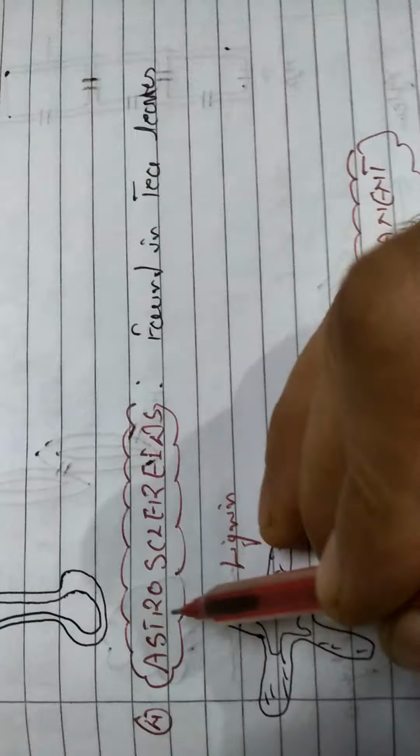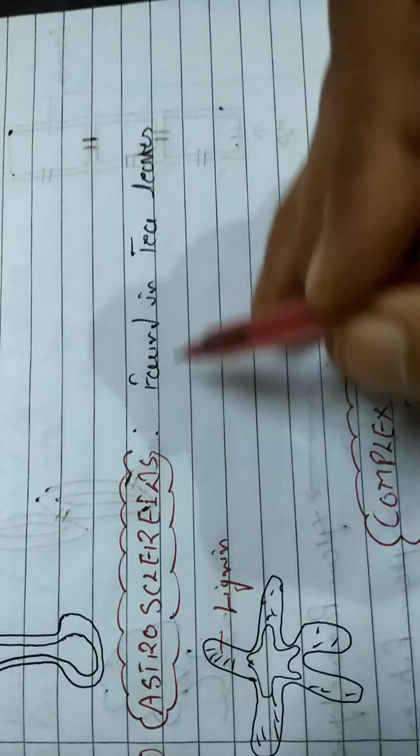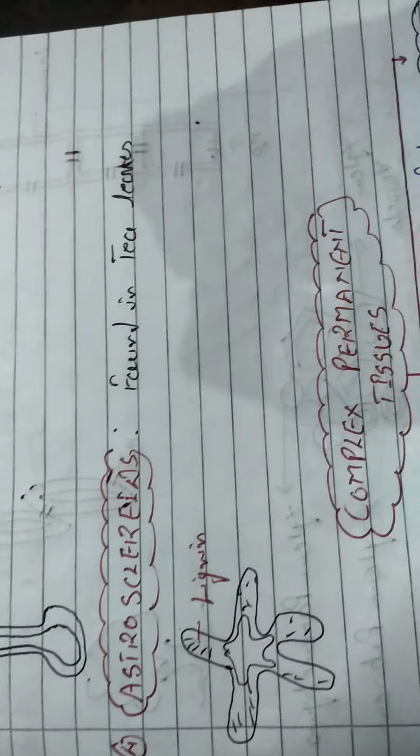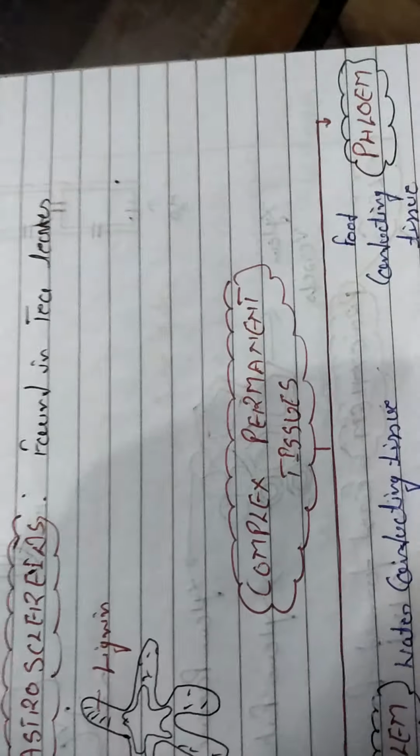Now, astrosclereids are basically found in the tea leaves and they look like a star shape. In the next video we'll talk about complex permanent tissues.